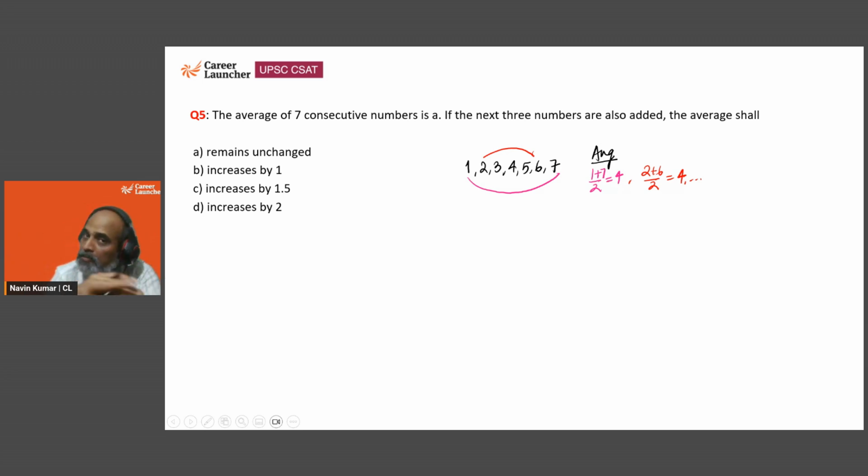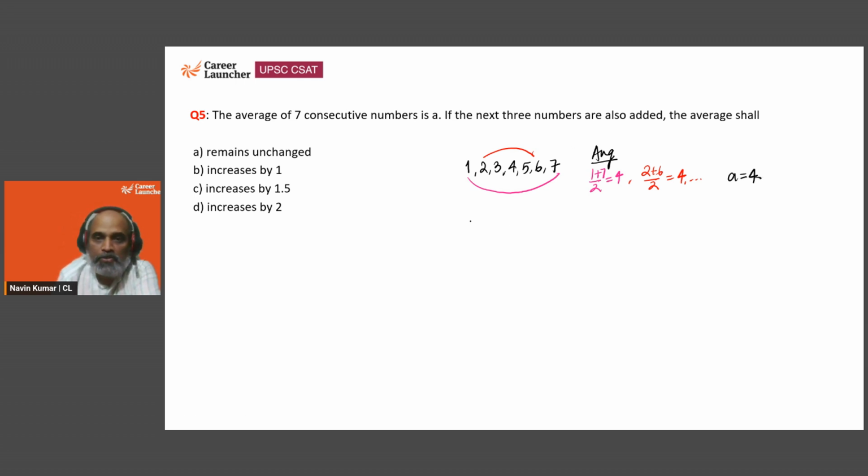You do not take the average of all the numbers. When can we do this? When the numbers given are in an arithmetic progression. They are in an AP. So basically here, A is going to be 4.